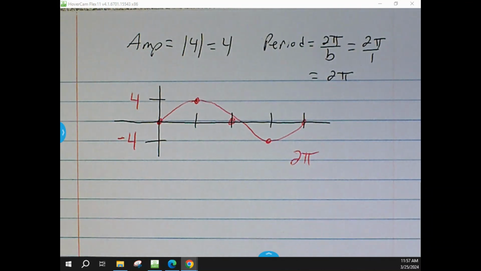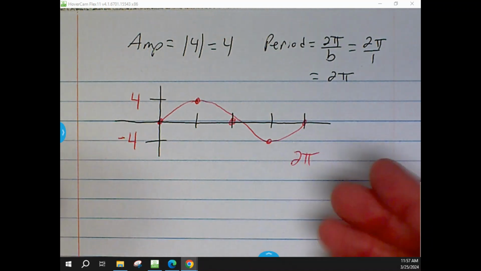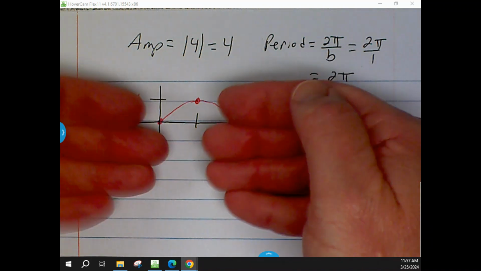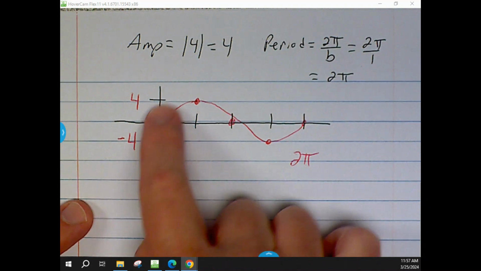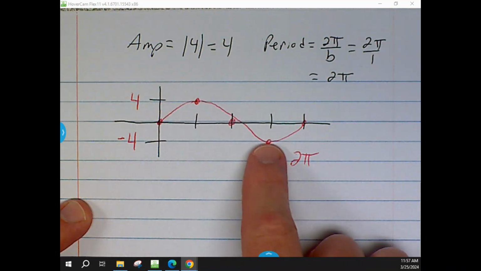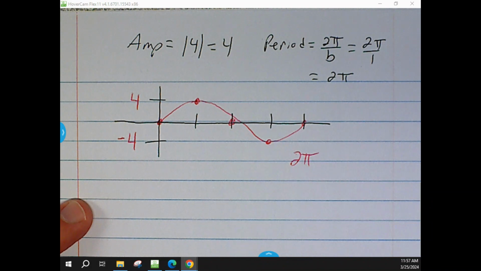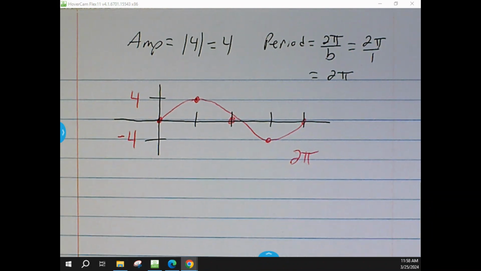But not all the answers are going to look like that, right? Well, yes, they will. But sometimes they may squeeze the graph in a little bit, or they may stretch it out a little bit wider. But it's always going to have that same pattern. It's always going to start here, go up to the top, back to the middle, to the bottom, and back to the middle. So you know the basic shape of every single graph we're going to do for sine.